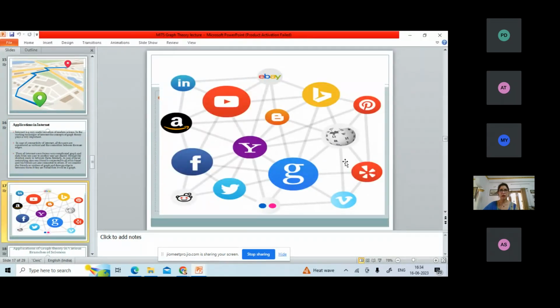These are the applications of graph theory in internet, from one application to another application. This Facebook to YouTube to Yahoo to Google, these all are indicated as vertices, and the internet flow between these applications is an edge. Okay, a vertex can have two or more edges.